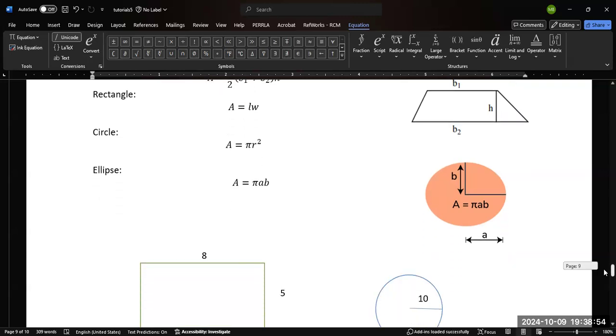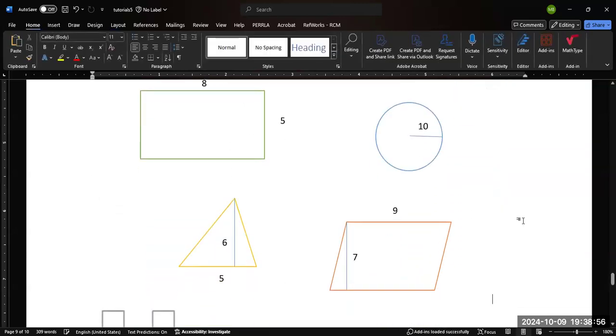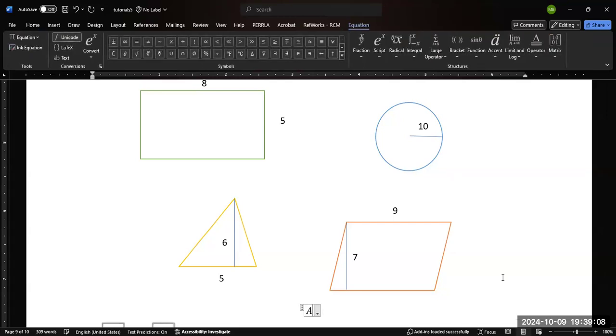So let's look at some specific examples. So here we have an example of a rectangle. We have one side is 8 and one side is 5. So the area of that rectangle is going to just be 8 times 5, which is 40 units, whatever those units are in.